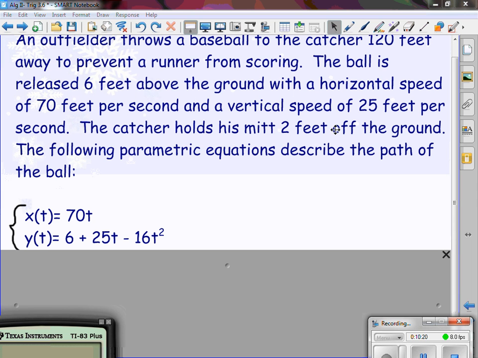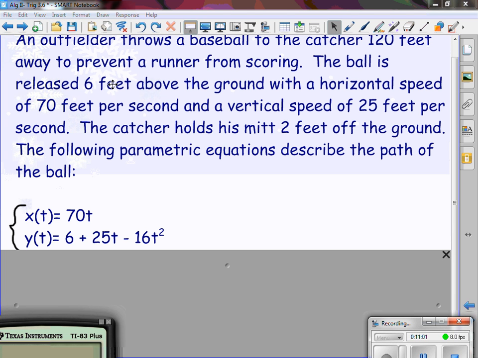Now, going through this problem, why is it 6 feet? If you think about this problem, he's releasing the ball 6 feet in the air. He's 120 feet from the catcher, or 70 feet horizontally. What is horizontal? Side to side. It's moving horizontally 70 feet per second. It's going up in the air vertically 25 feet per second. And the catcher's glove is 2 feet off the ground. The catcher's squatting, he's ready to catch the ball.